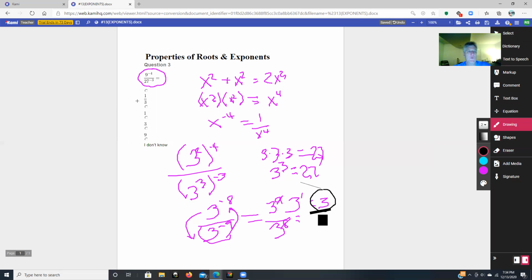So the first one says 1/3. That's not a match. Second one says 1. That's not a match. Third one says 3. That is a match. And we're just going to go through all of them just to make sure we haven't omitted some concept here. 3 matches this, so 3 is the answer.